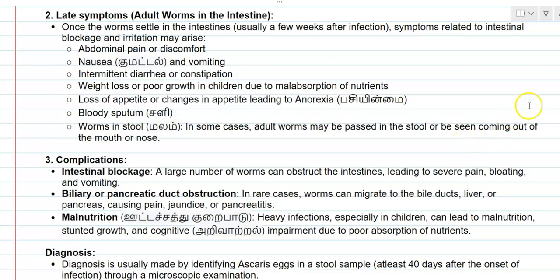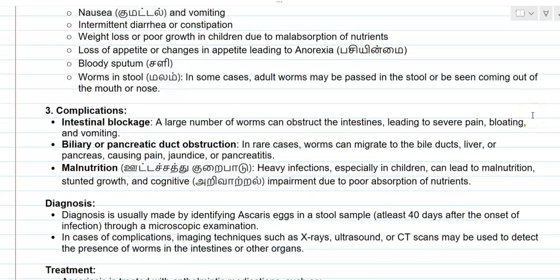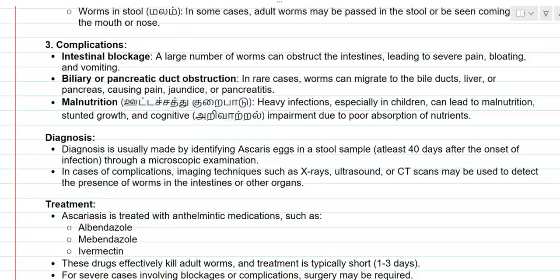The third complication that could result from these worms is malnutrition. Heavy infections of this roundworm result in malnutrition in children, mainly poor growth, which is referred to as stunted growth, and very poor development of the cognitive domain. It can be mainly related to the imbalance or poor absorption of nutrients in these children.